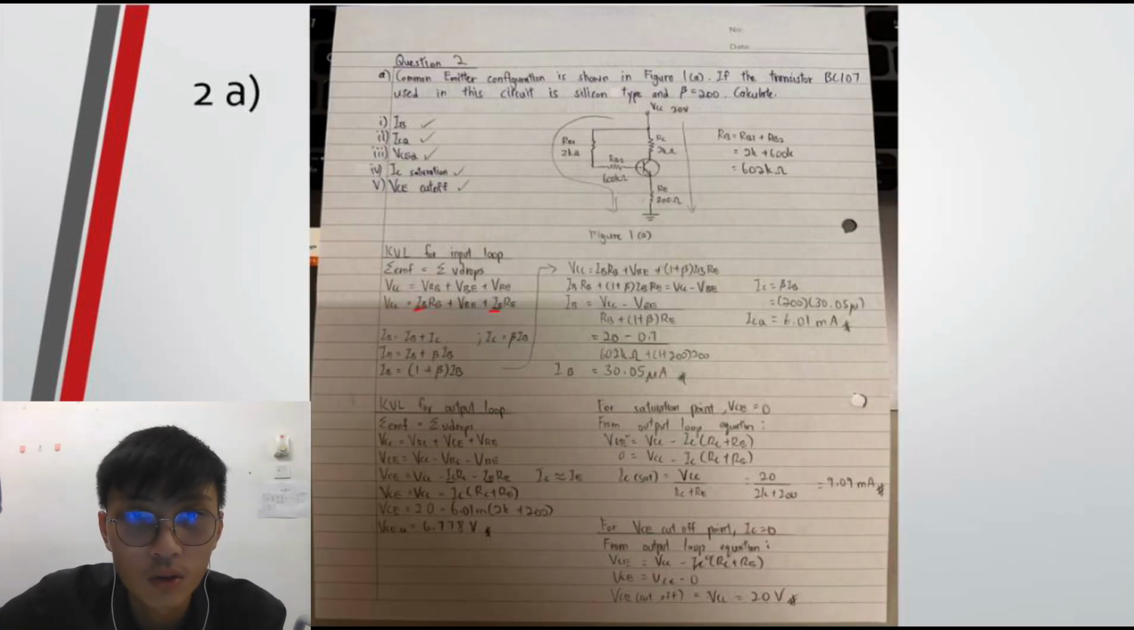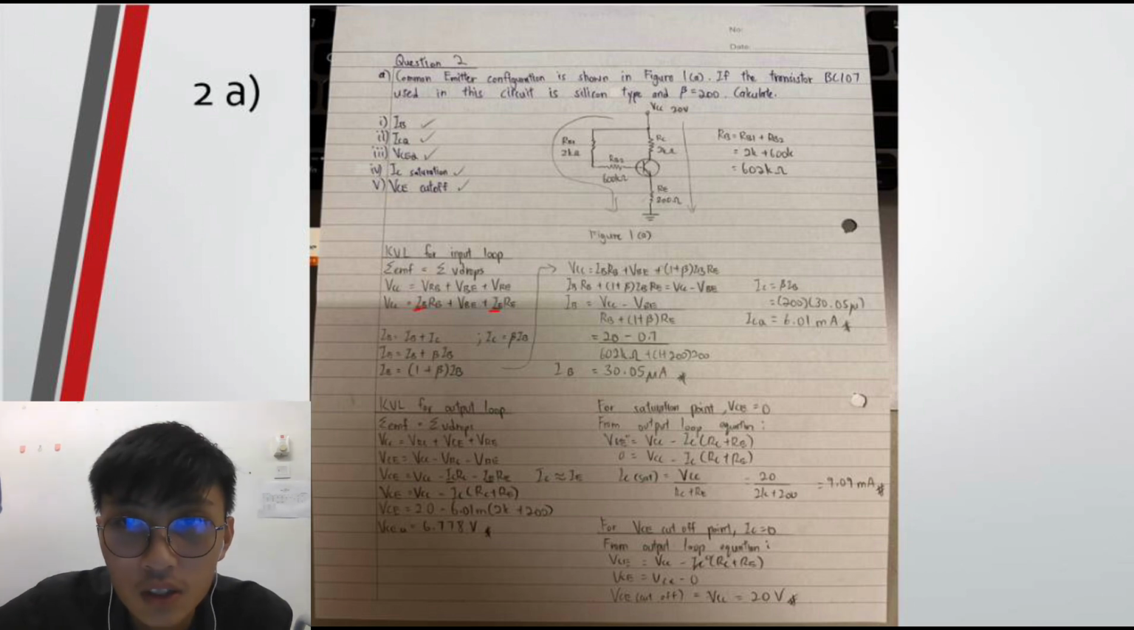And now it is question 2. Common emitter configuration is shown in figure 1a. If the transistor BC107 used in the circuit is silicon type and beta is equal to 200, we want to calculate IB, ICQ, VCEQ, IC saturation, and VCE cutoff. Here is the circuit with VCC, and here is RB1, RB2, RC, RE.